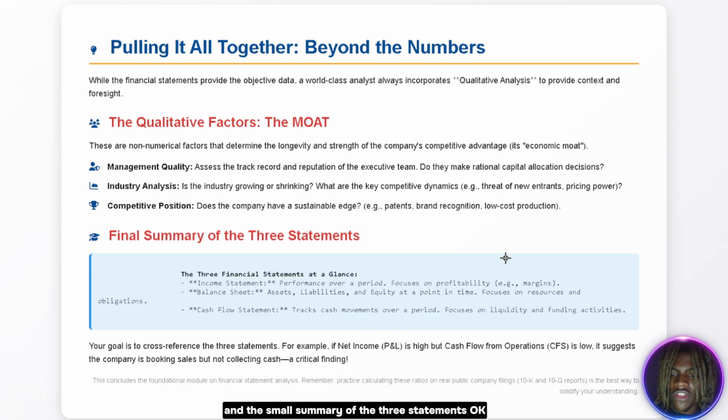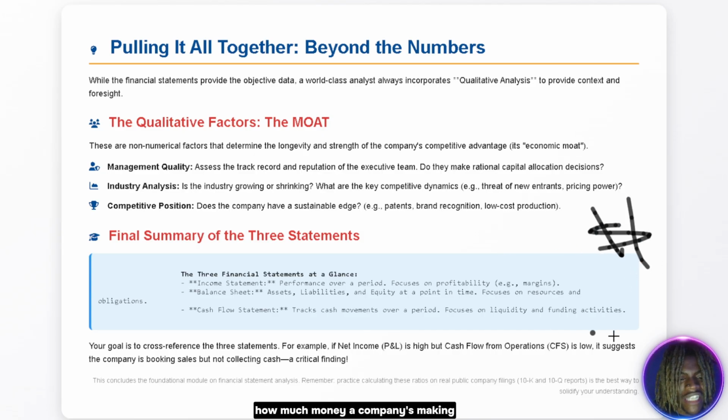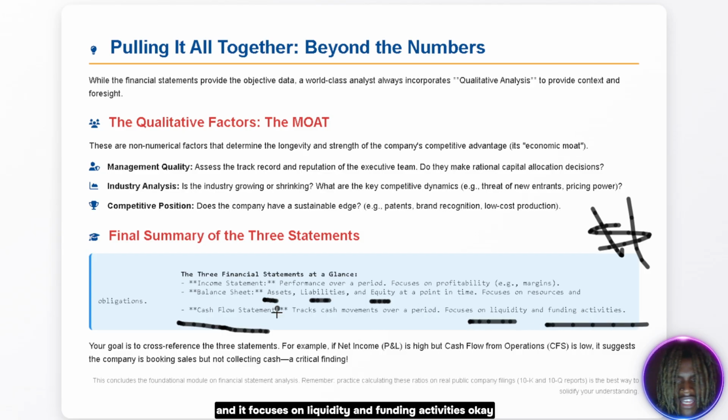And a small summary of the three statements. Okay, the three financial statements. One, your income statement. That's going to be the performance over a period, and it focuses on profitability, for example margins, how much money a company's making. And the balance sheet, it's going to focus on its assets, liabilities, and equity at a point in time, and it focuses on resources. And then we have the cash flow statement. It tracks cash movements over a certain period, and it focuses on liquidity and funding activities.